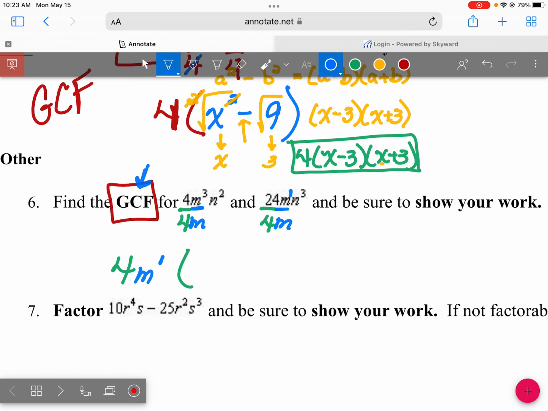Okay? And looking at n, I have an n squared and n to the third. What's the greatest common factor of the n's? N squared. Okay, so we aren't looking for factoring. I don't need to fill that out. Right here is the greatest common factor. 4m to the first, or you could just say m times n squared.